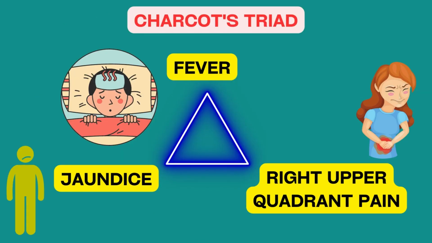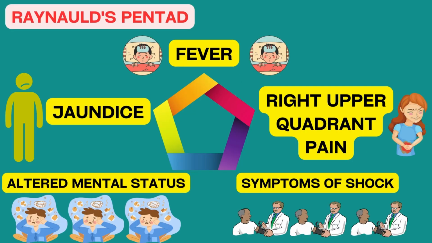Next, we will move to the typical signs and symptoms of ascending cholangitis. The commonest signs are fever, jaundice, and right upper quadrant abdominal pain. This cluster of signs is known as Charcot's triad. When the condition worsens, there might be signs of shock like tachycardia and hypotension. The patient's mental status also decreases. So when Charcot's triad is added with signs of shock and altered mental status, this is known as Reynolds' pentad.